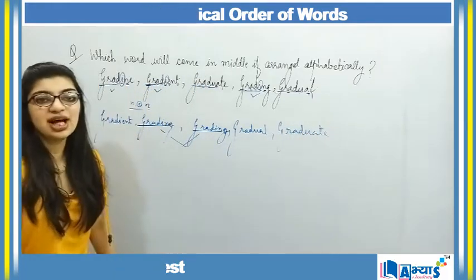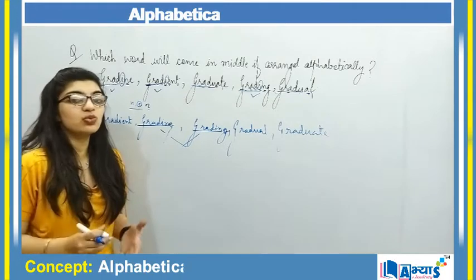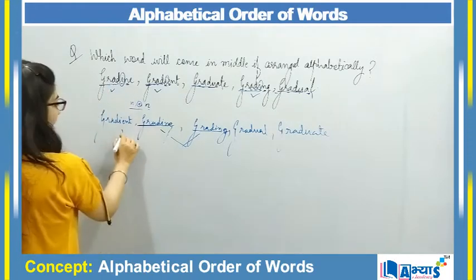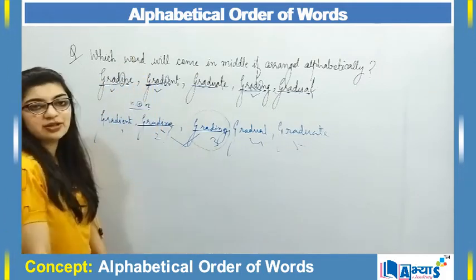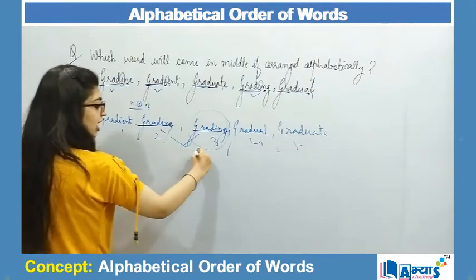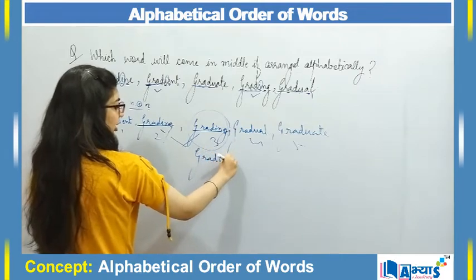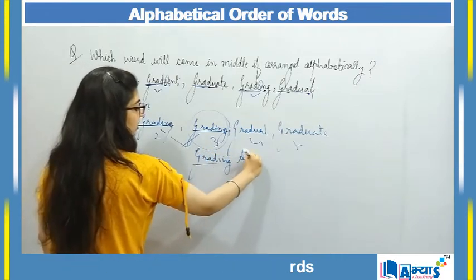Now the question is asked that which letter or which word will come in the middle. 1, 2, 3, 4, 5. Out of 5 words, 3rd word is the middle word. So grading is such word which will come in the middle. So grading is my answer.